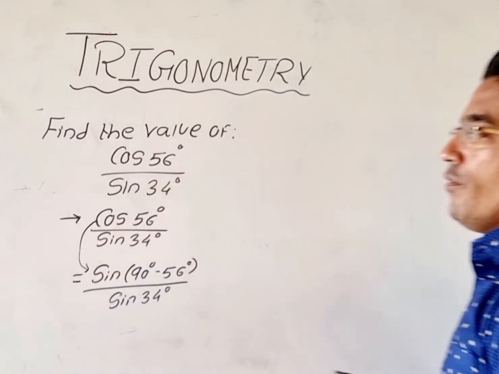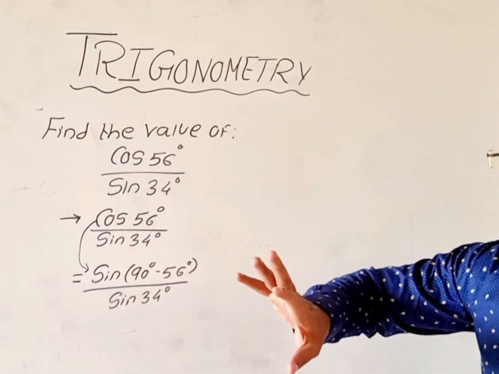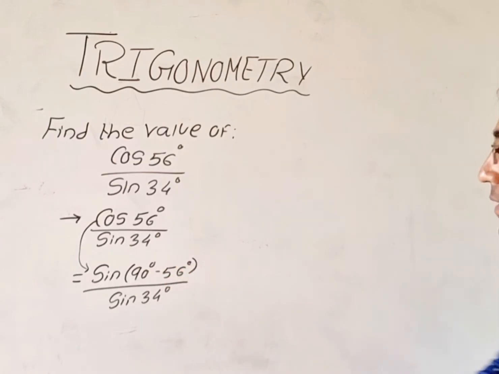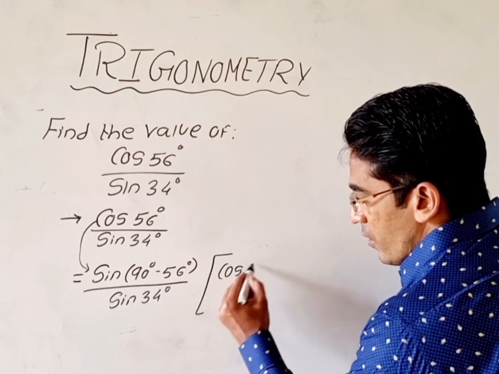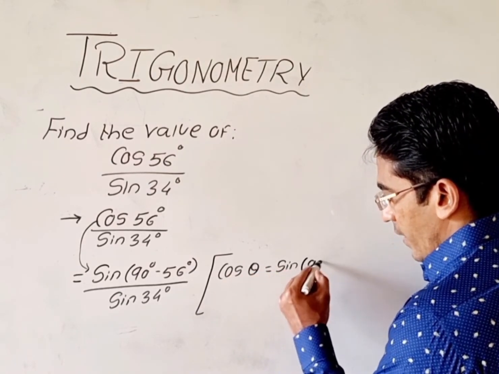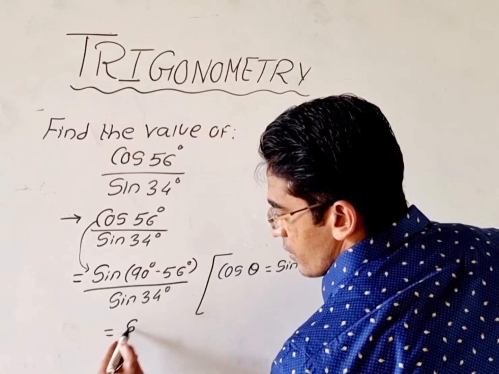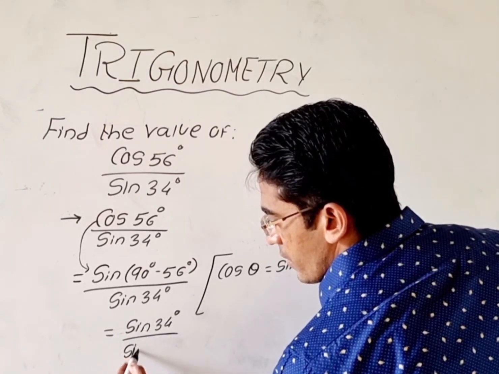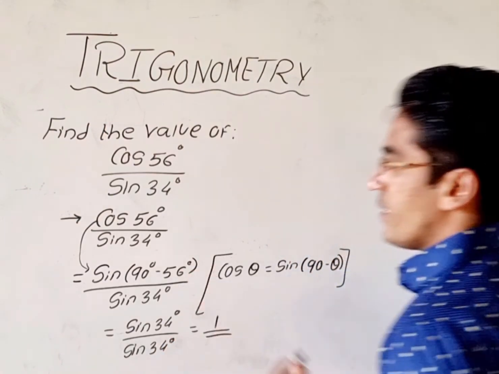So what I have done, I have converted cos into sin. Since I am converting cos into sin, I will subtract this angle from 90 degree. You will write the formula here. Which formula do we apply? Cos theta is equal to sin of 90 minus theta. That is equal to sin 34 degree upon sin 34 degree. Same numbers. Answer is 1.